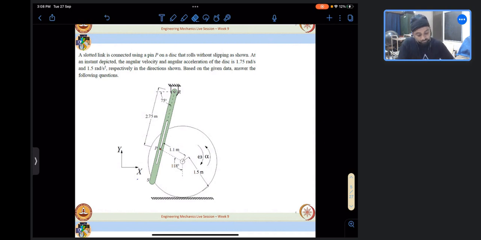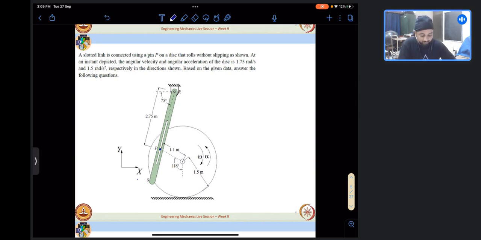Okay, so let us just read the question quickly. A slotted link is connected using a pin on a disk that rolls without slipping as shown. So this pin is connected to this disk and this disk is rolling without slipping.